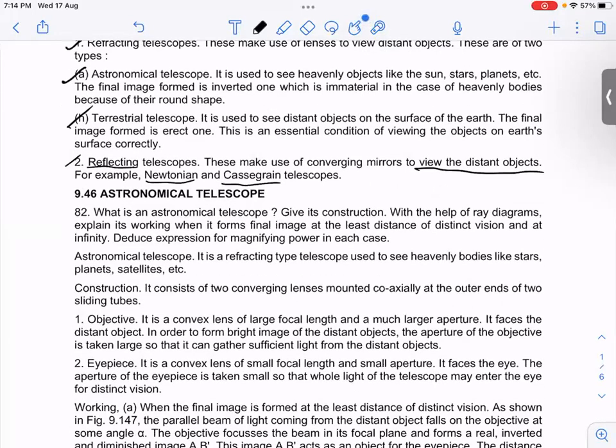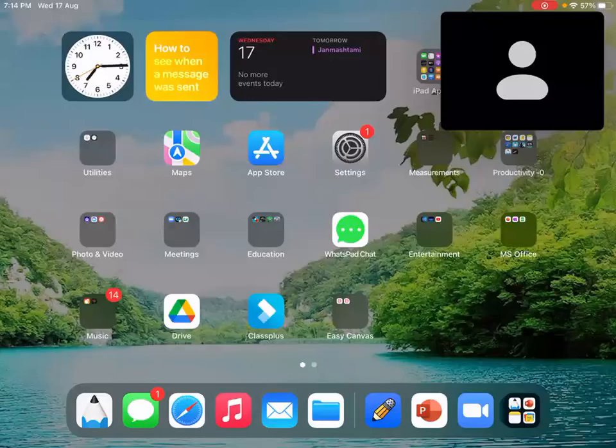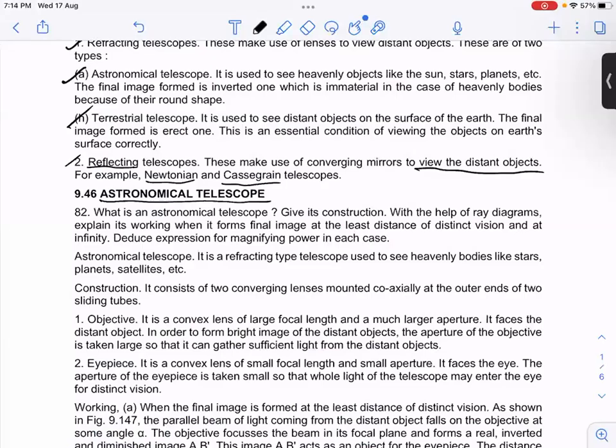So we are going to discuss mainly the astronomical telescope. Are you guys able? Yes, sir. So now we'll see what an astronomical telescope is, and we'll try to give its construction and the ray diagrams to support it.